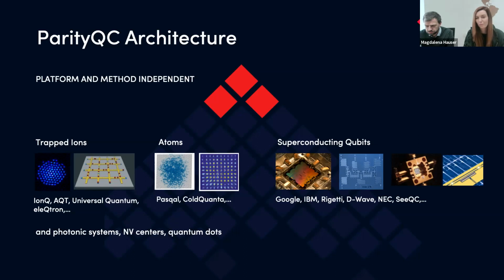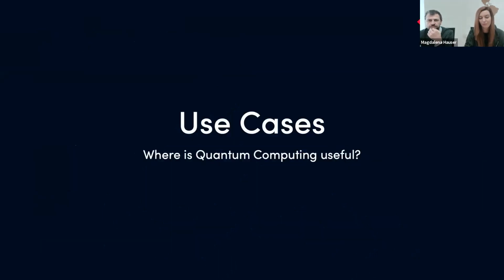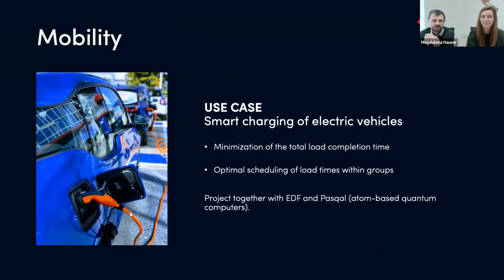Then we have some platforms that need a little bit more development in order to achieve the same numbers as superconducting does at the moment. And this is NV centers or quantum dots. And all of them can be either digital or analog. And we do work with all of them. And now Wolfgang will tell you a little bit more about use cases that we've done before and where quantum computing is useful.